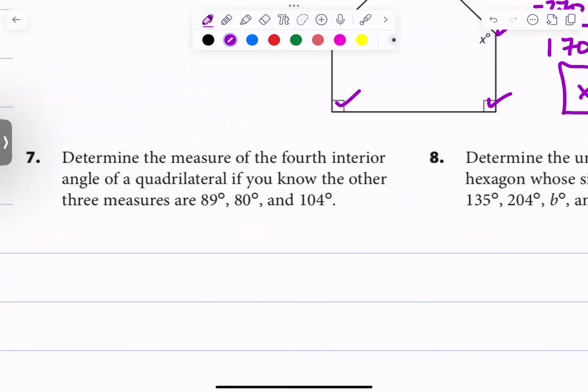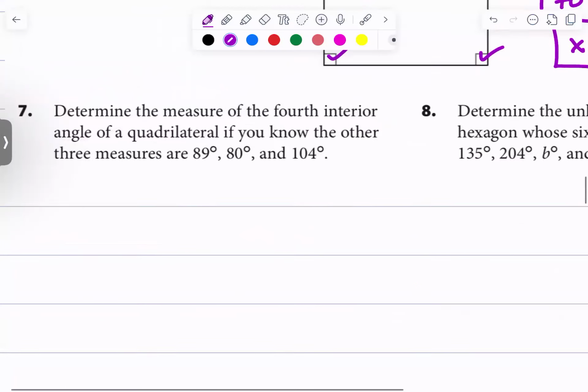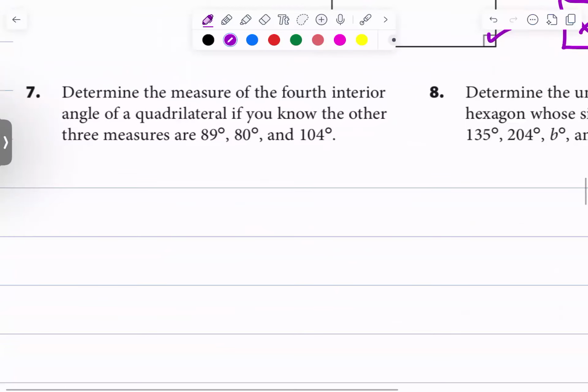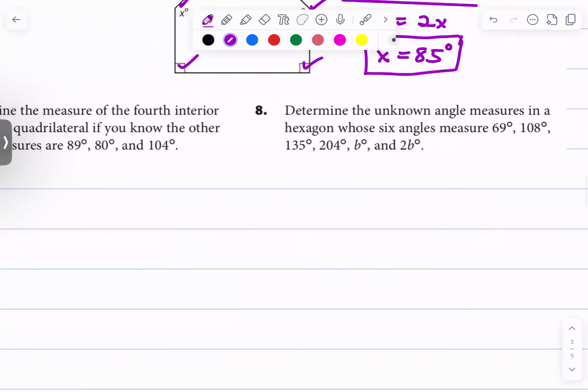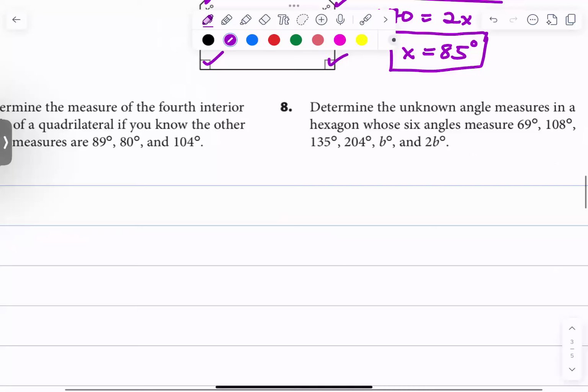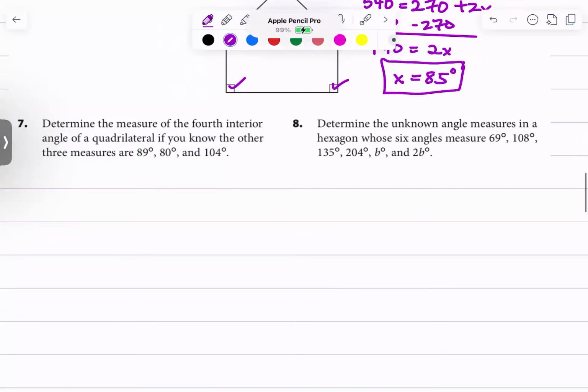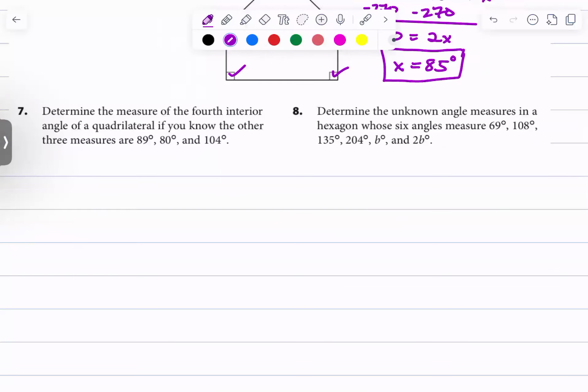Determine the measure of the fourth interior angle of a quadrilateral if you know the other three measures. And determine the unknown measure of a hexagon whose 6 angles measure this. I'll give you guys 2 minutes. Okay? And we'll come back in 2 minutes.